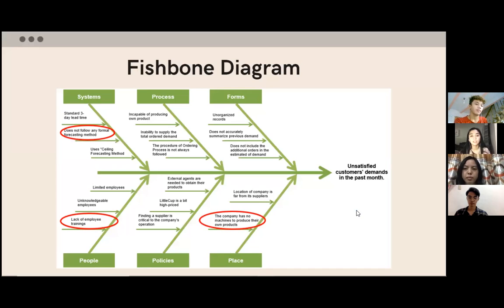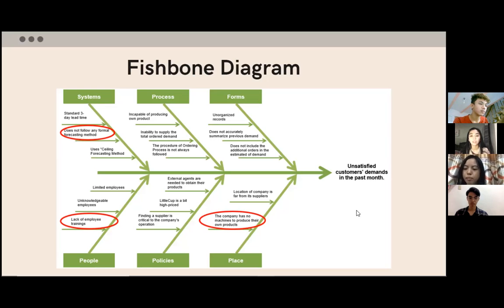And to validate the causes, the group used a fishbone diagram. Through a fishbone diagram, the group was able to determine the causes of the unsatisfied customers' demand in the past month of the Little Cup Corporation. The causes were separated into 6 categories, namely systems, process, forms, people, policies, and place. Under each category are the issues identified in the current system of the company.